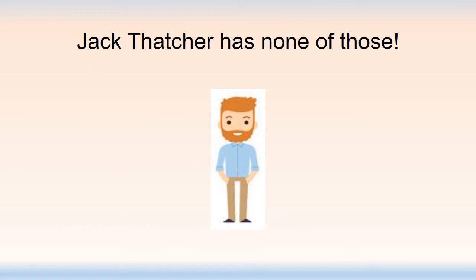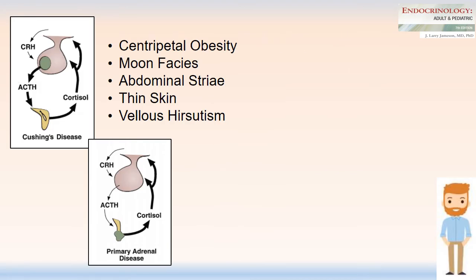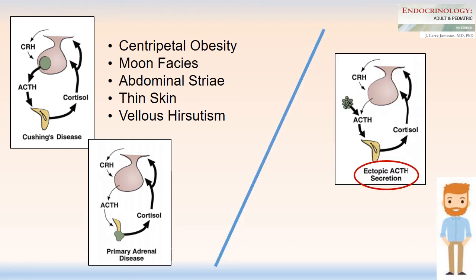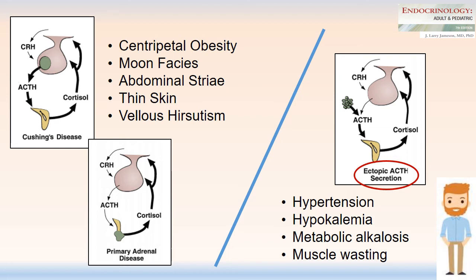Our patient, Mr. Jack Thatcher, does not have those signs, although you could argue about the hirsutism, but he does not have centripetal obesity. He does not have abdominal striae. He does not have moon facies. So why is that? The classic signs of Cushing syndrome, when caused by a pituitary adenoma secreting ACTH or hyperadrenalism, include those classic signs. Mr. Jack Thatcher has an ectopic paraneoplastic source of ACTH, and his signs will be different. They will include hypertension, hypocalcemia, metabolic alkalosis, and muscle wasting. So let's explore that.